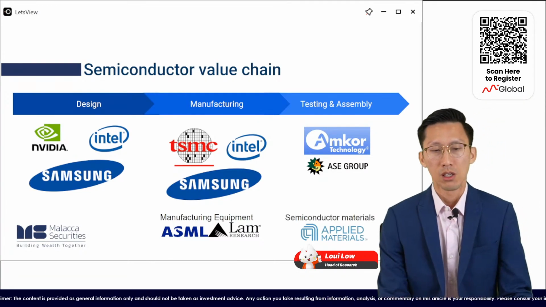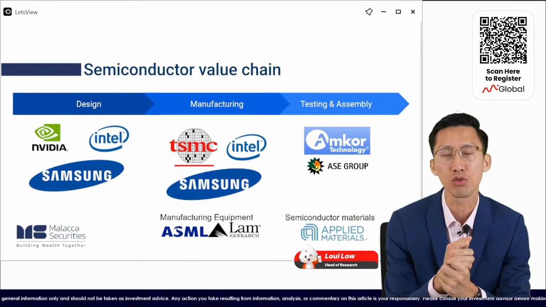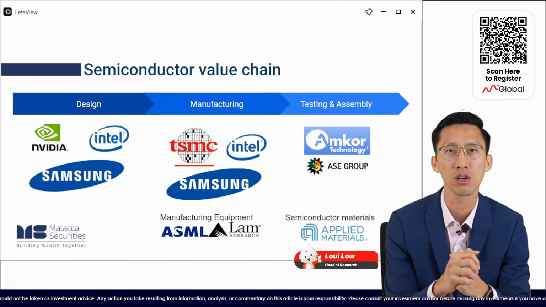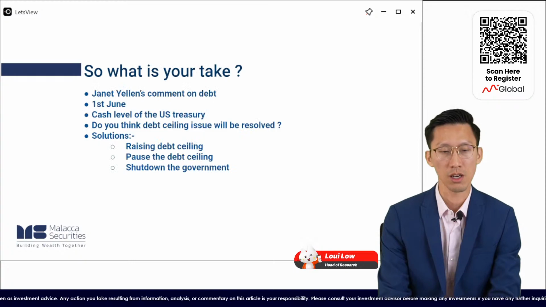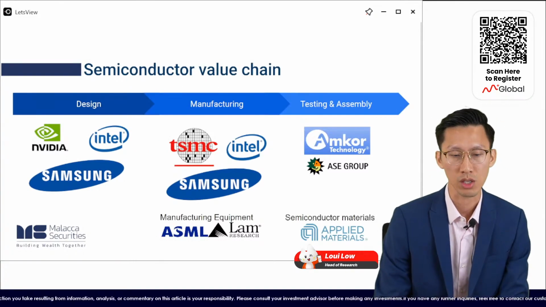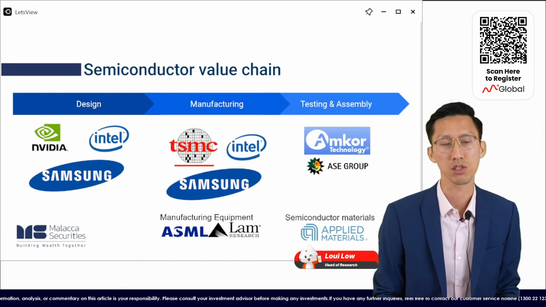Okay. So we have talked about the market. We have talked about Warren Buffett's move into Japan. We have talked about the Federal Reserve FOMC meeting minutes. We have talked about this debt ceiling. So perhaps we can move into the semiconductor value chain, because this will be talking about Nvidia later on.